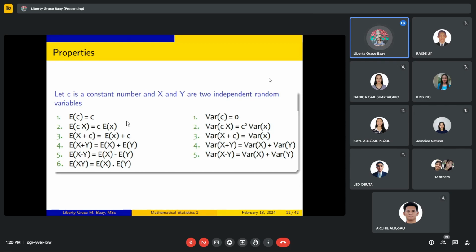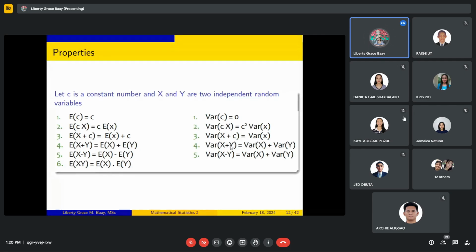So muna siya ang properties of the expected value, for the mean. And for the variance, we have this one. So the variance of a constant is equal to 0. The variance of a constant times a random variable is equal to, kini class, the constant squared times the variance of x. And then the variance of the sum of a random variable and a constant is simply the variance of x.